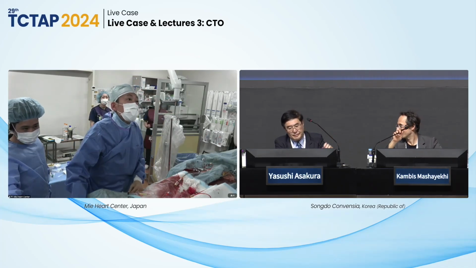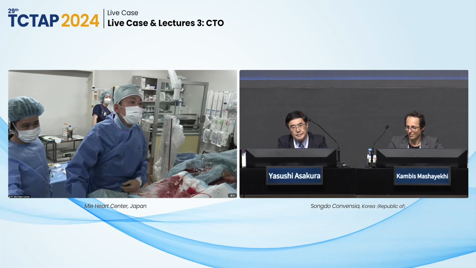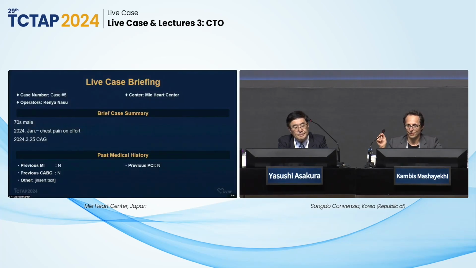Okay, so good afternoon, everyone. So I show my case. My case is a 70s male LAD CTO case. The patient has chest pain on effort from the beginning of this year, and he received a coronary angiogram last month. He doesn't have a history of myocardial infarction or any interventional procedure.